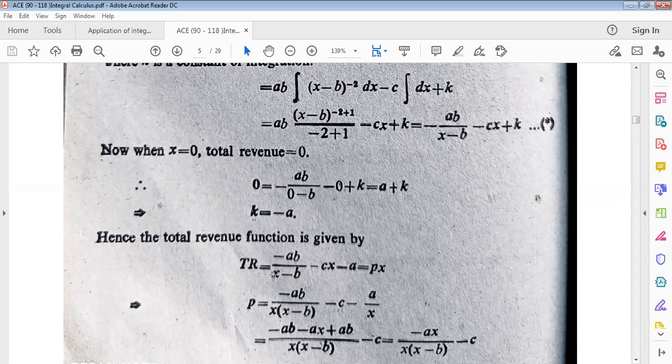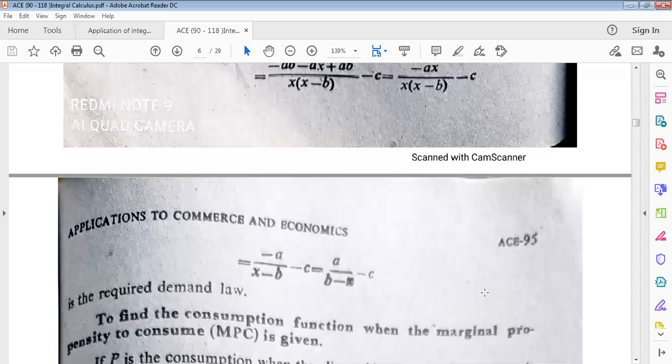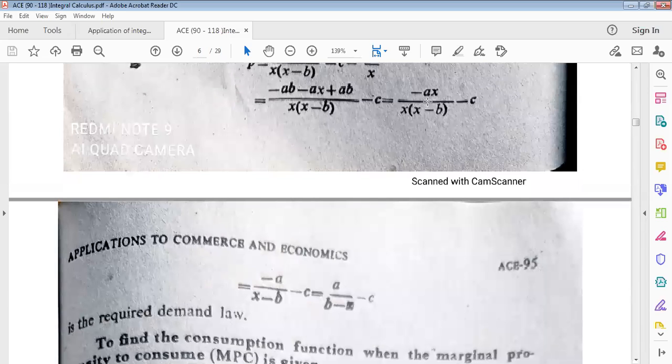Now this equals px. So p equals what will be? Just dividing by x on both sides, we get this divided by x, cx divided by x is c, a divided by x is minus a divided by x. So taking the LCM, least common multiple, we get this minus c. Now minus ab plus ab cancel, so x cancels, minus a divided by x minus b minus c.